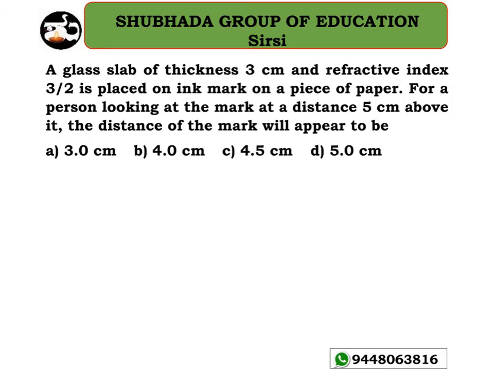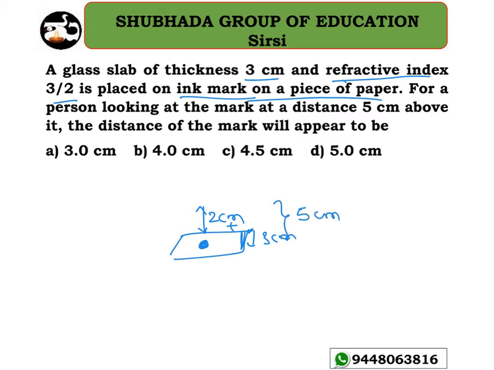A glass slab of thickness 3 centimeter, of refractive index 3 by 2, is placed on an ink mark on a piece of paper. So here is a piece of paper on which there is a dark mark. The thickness of the slab is 3 centimeter, and the person looks at the mark from a distance of 5 centimeter from it. Here it is 3 centimeter, so the person is remaining 2 centimeter above, so that totally it is 5 centimeter. Above it, the distance of the mark will appear to be?